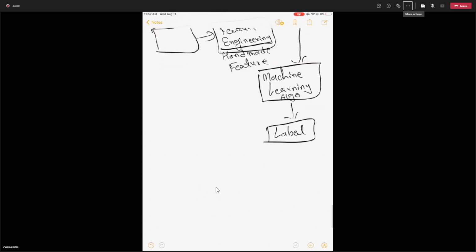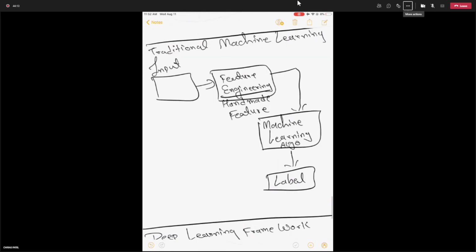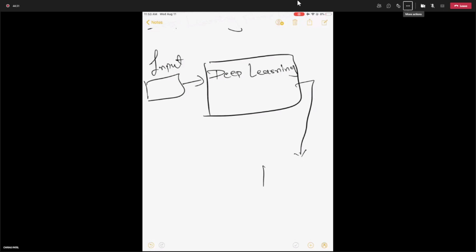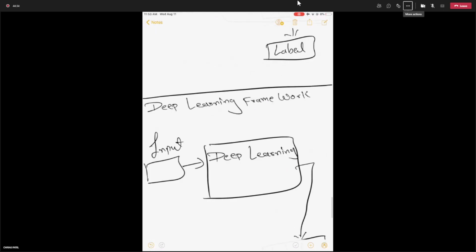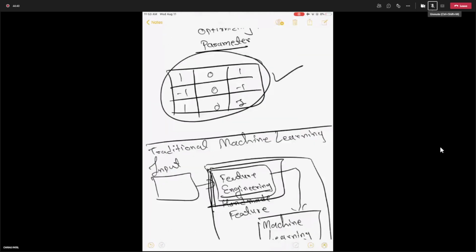But if you talk about your deep learning framework, they club these two boxes. You have your input, this is your black box of deep learning, and this is your label. ये काम हमने कर लिया, feature engineering using this thing. What about this?